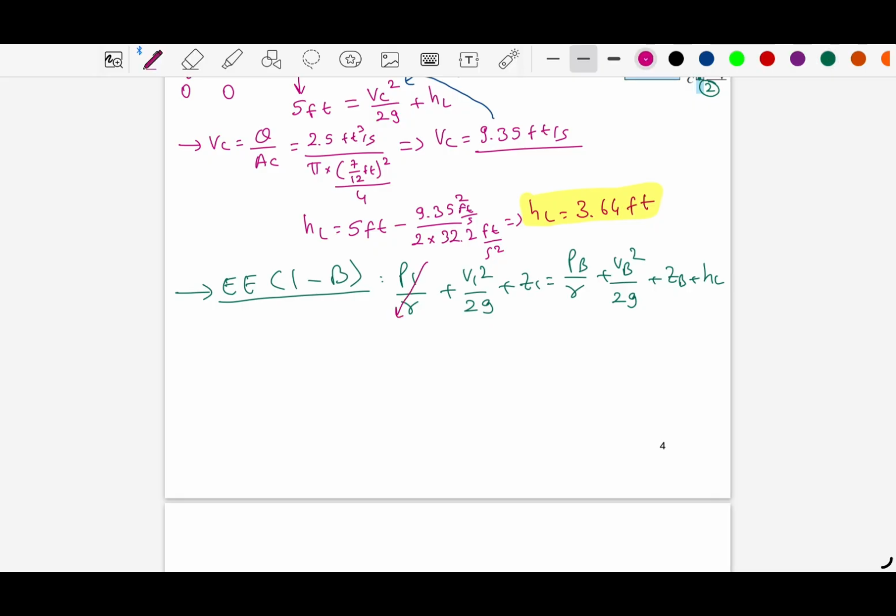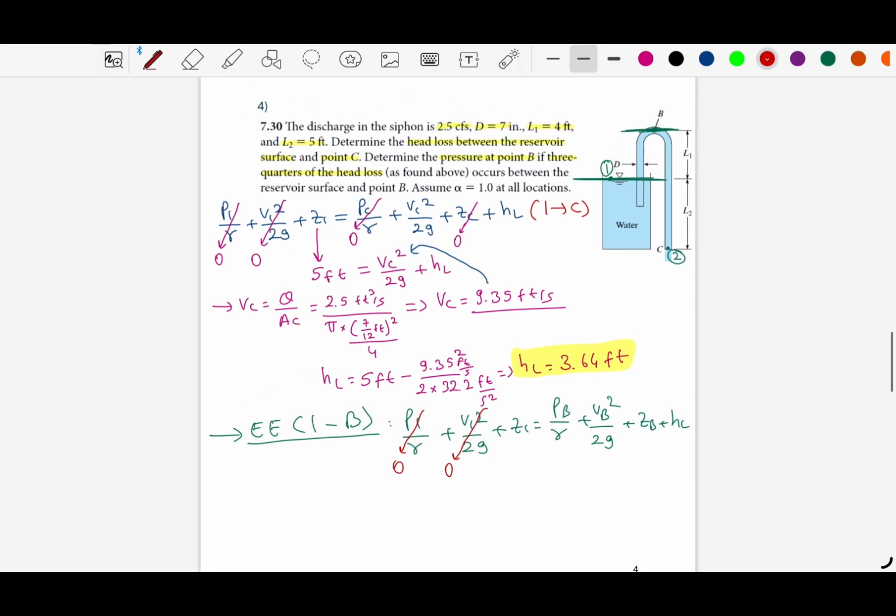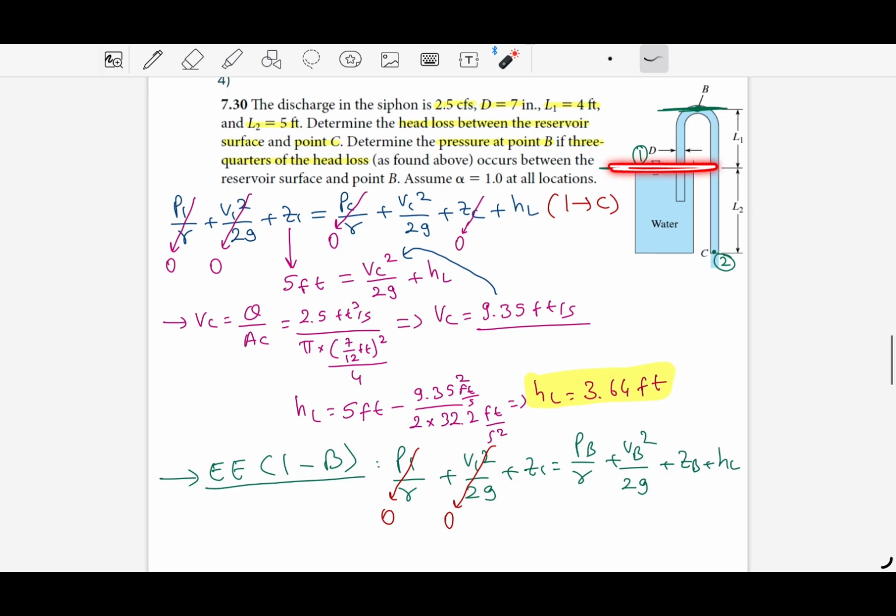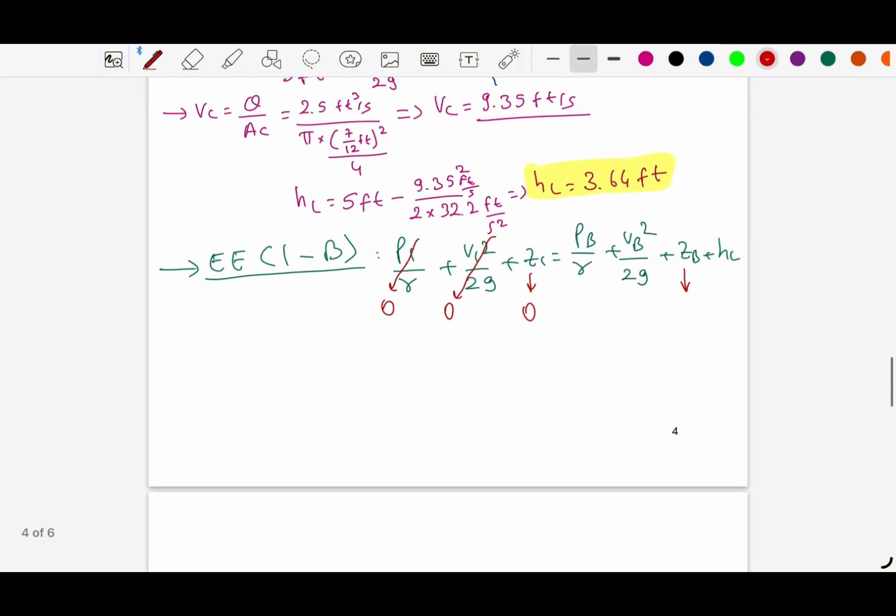So again, these are 0. Let me use red. This is 0. And here, if we take this level as the reference, Z1 will be 0 as well. So ZB will be this L1, which is 4 feet. So we have 0 is equal to PB over gamma plus VB square over 2G.